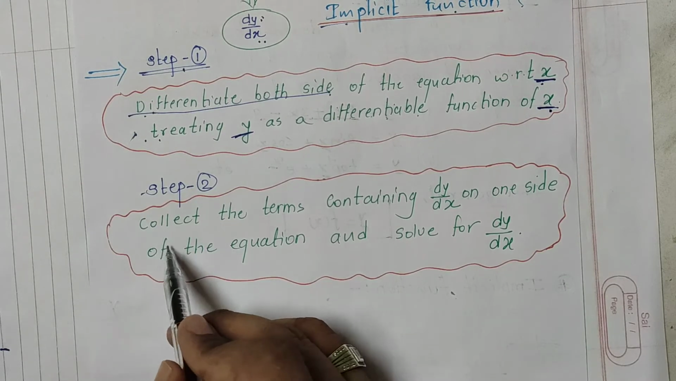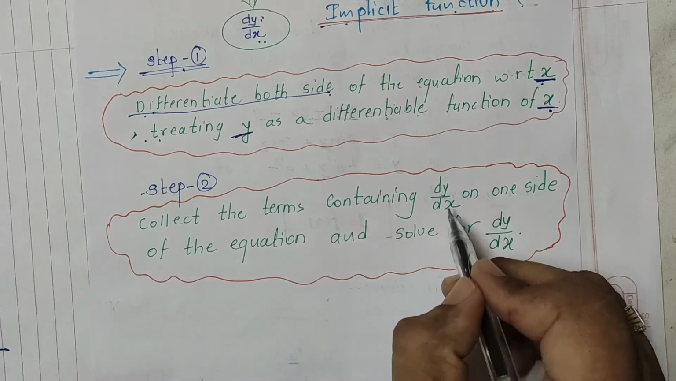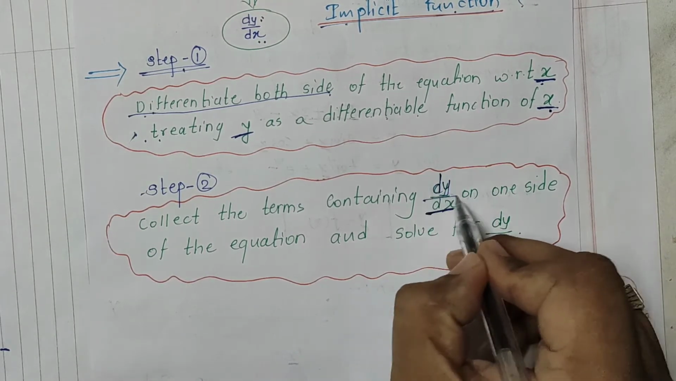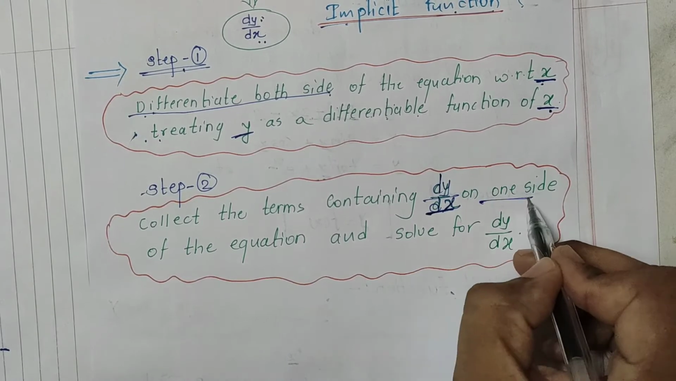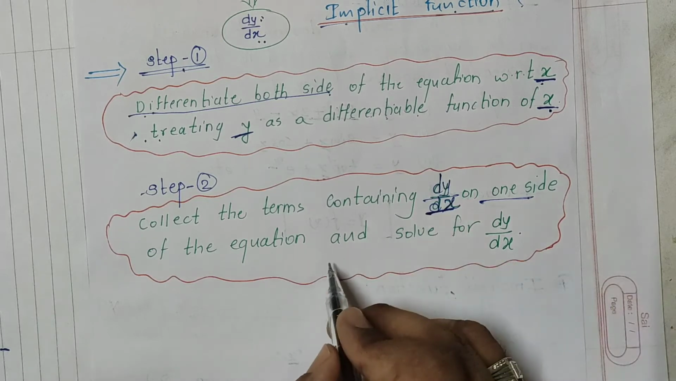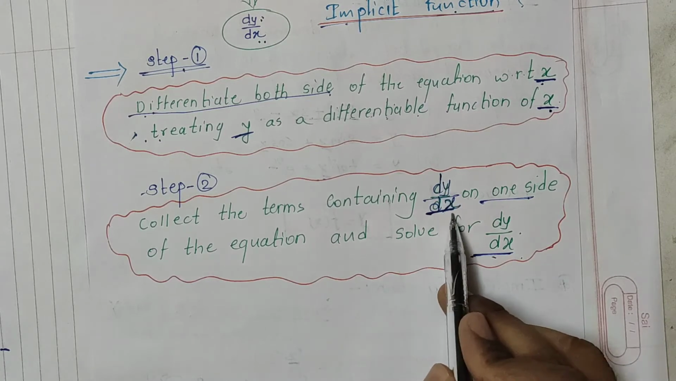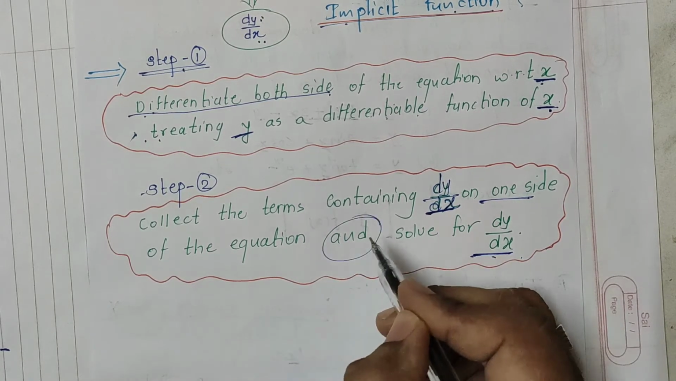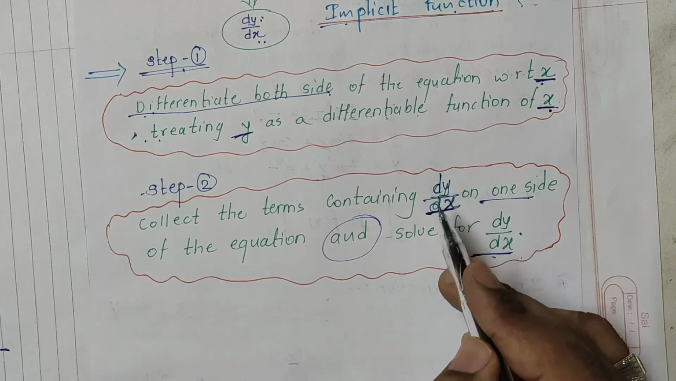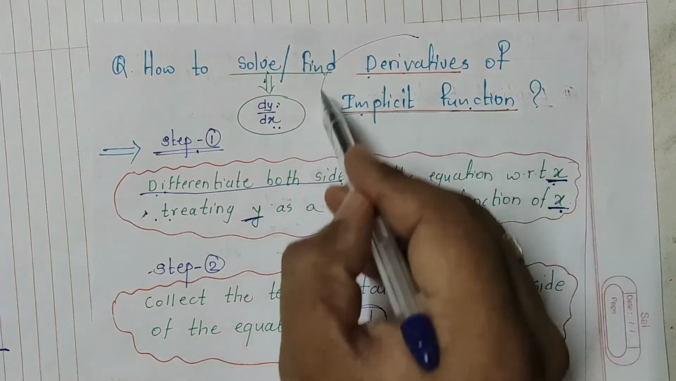Step 2 is collect after differentiating. Collect the terms containing dy upon dx on one side of the equation. After collecting the terms dy upon dx, then solve for dy upon dx. What is step 2? First, collect the terms dy upon dx on one side of the equation, and last step, solve for dy upon dx. Okay, by using these two steps we can solve derivatives of implicit function.